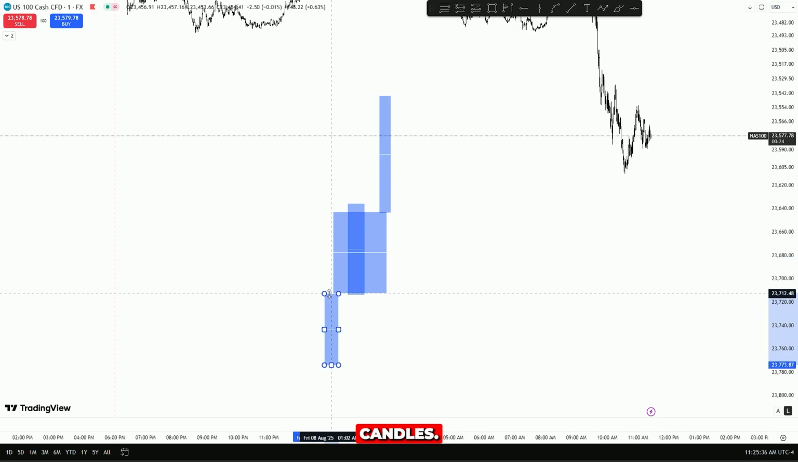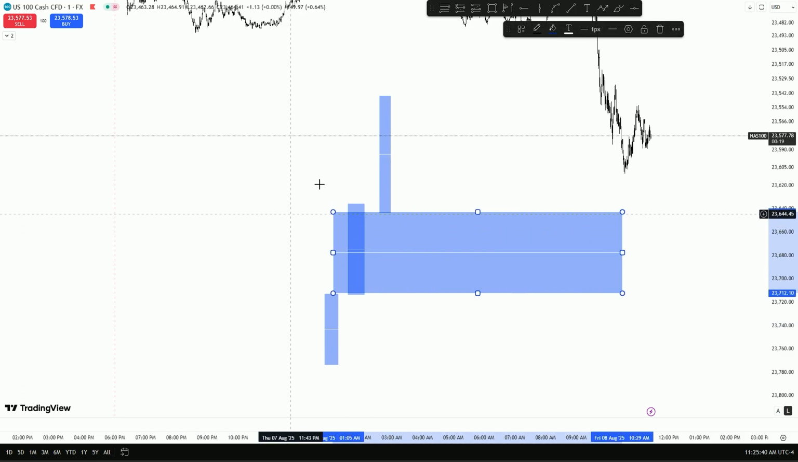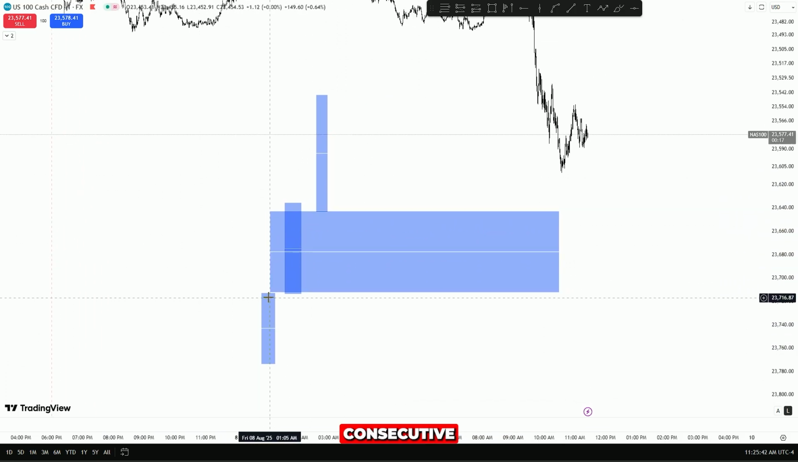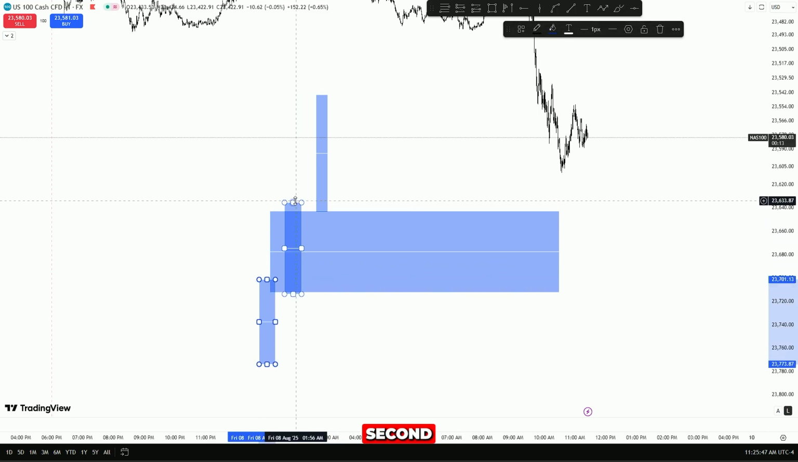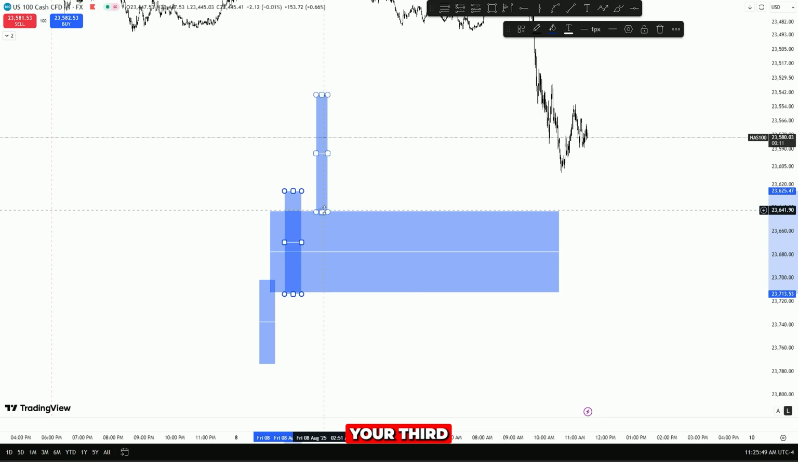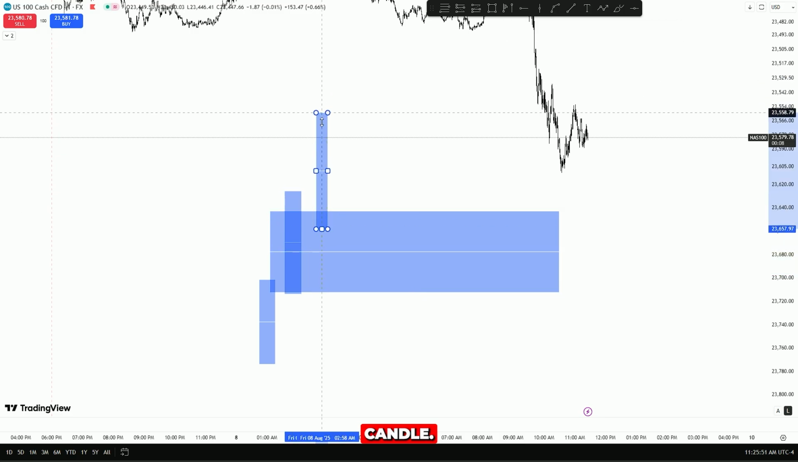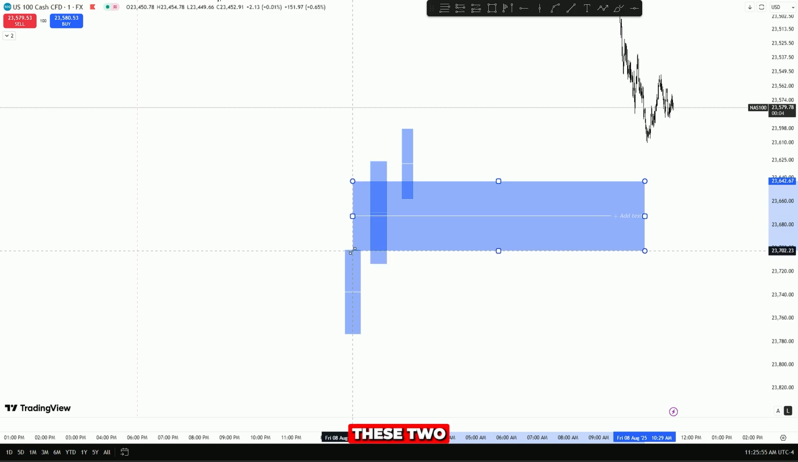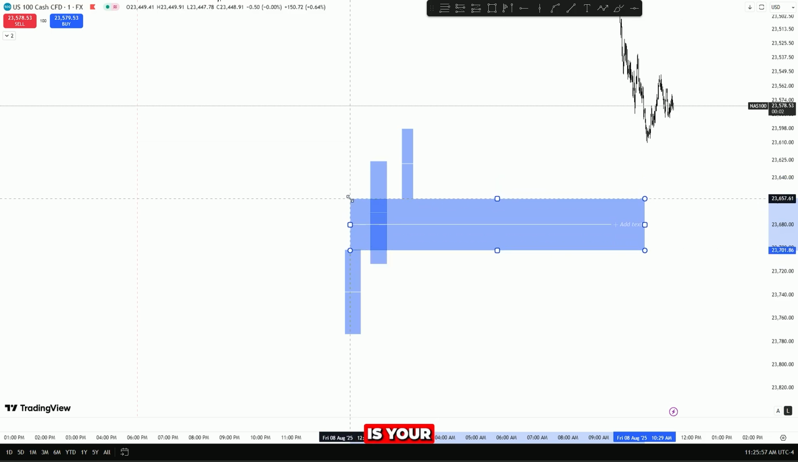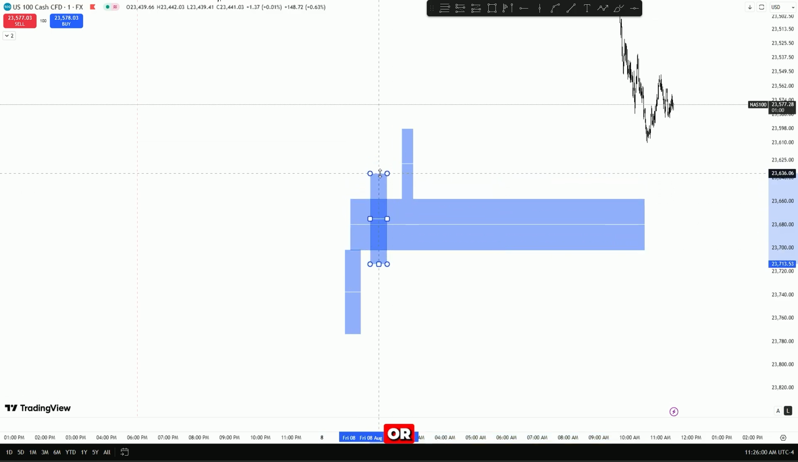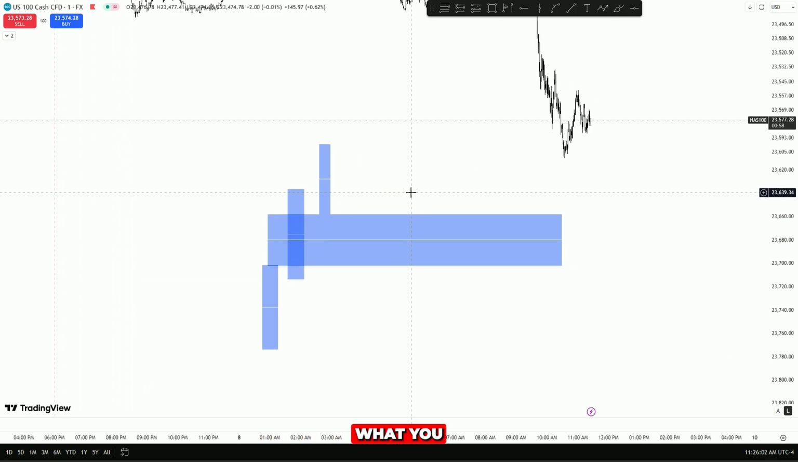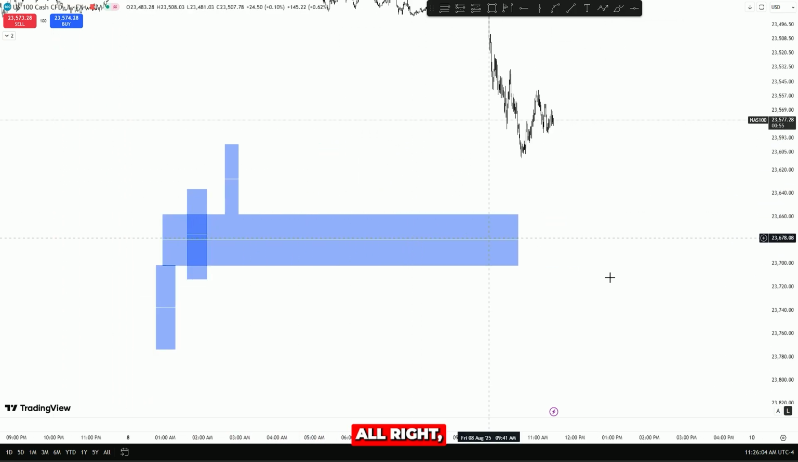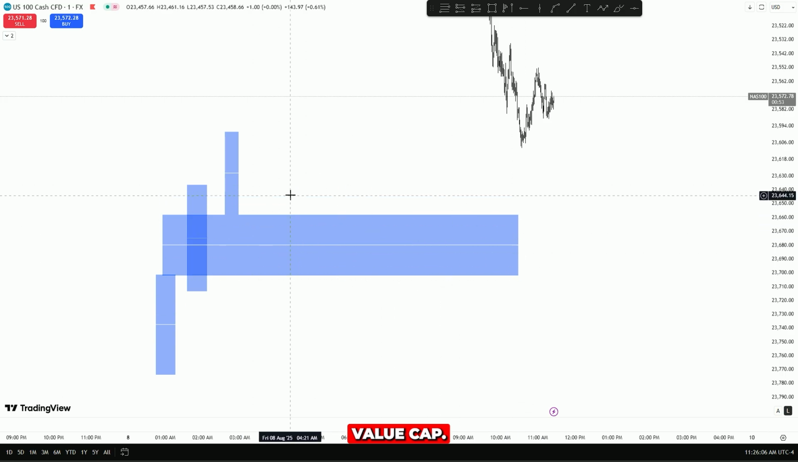The three consecutive candles. Now this is the bullish example. Alright, the three consecutive candles. This is your first candle, this is your second candle, and this is your third candle. Now the gap between these two candles is your FVG or inefficiency, or whatever people say. Alright, this is your fair value gap.